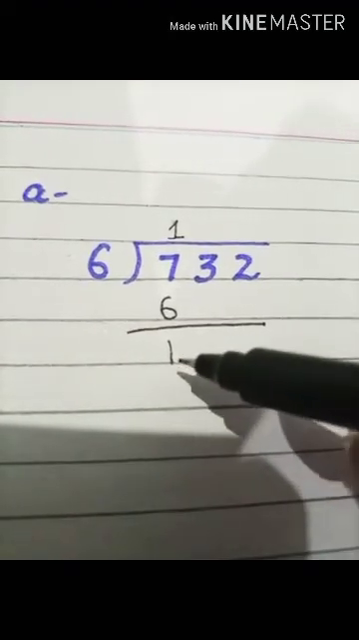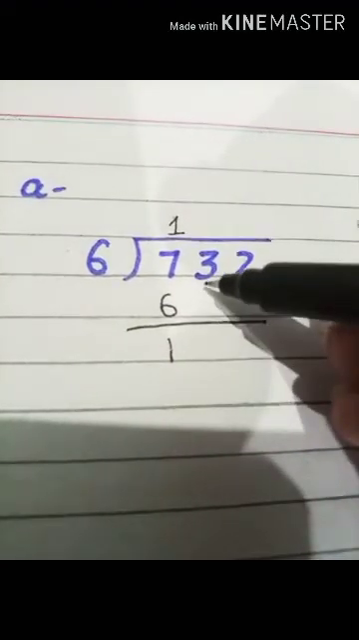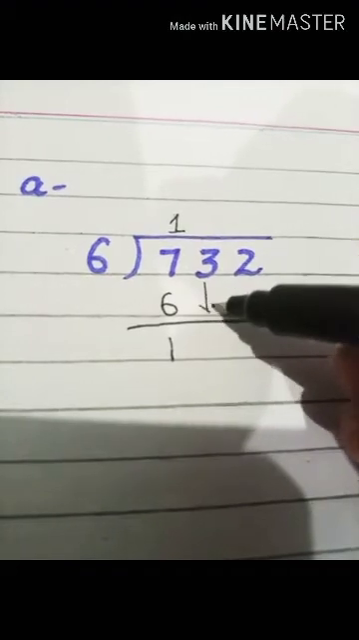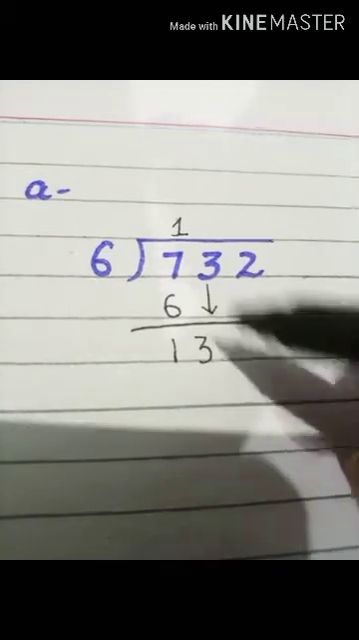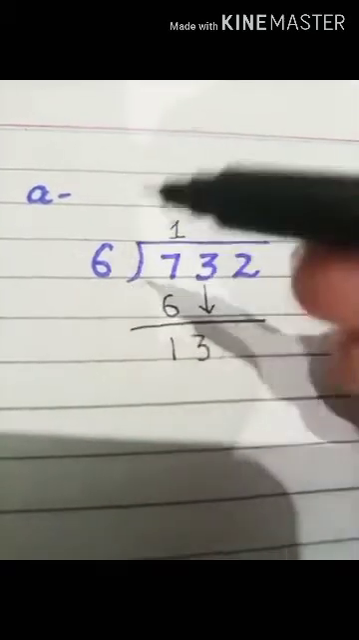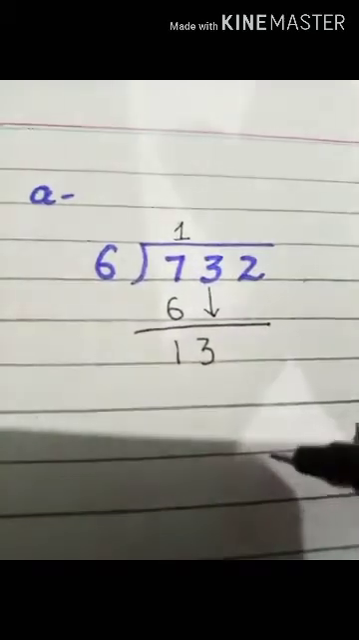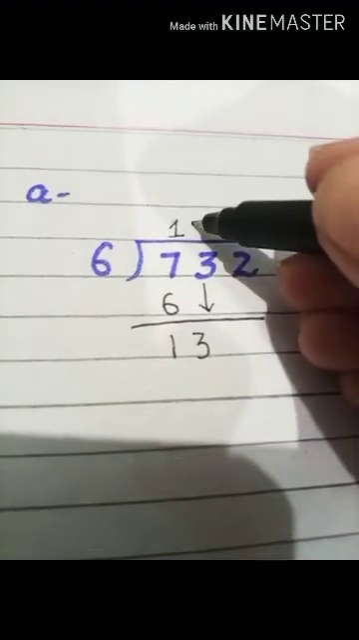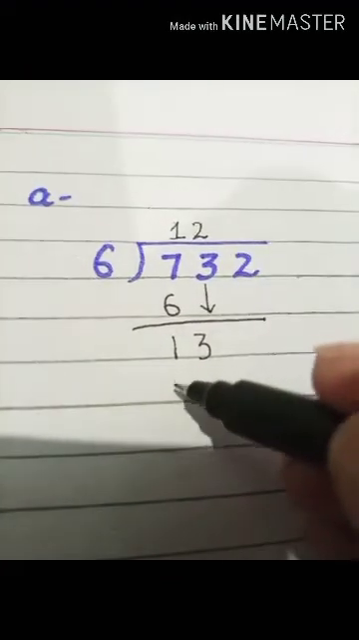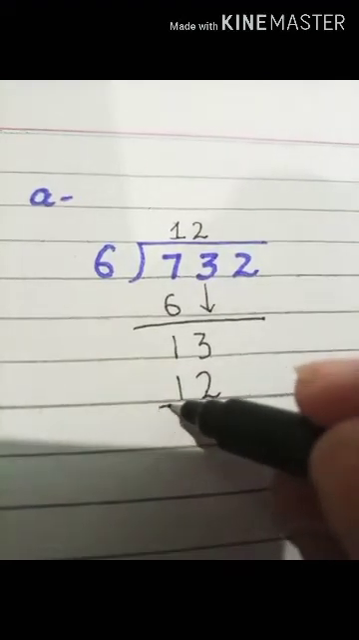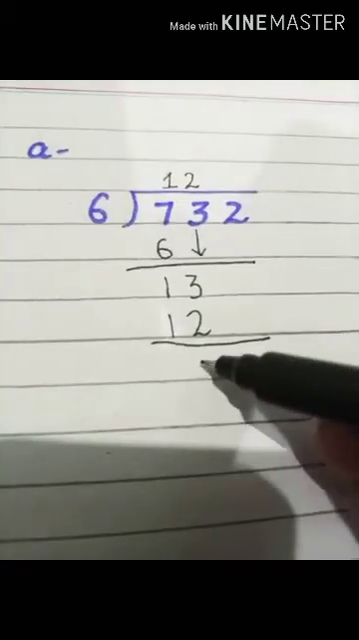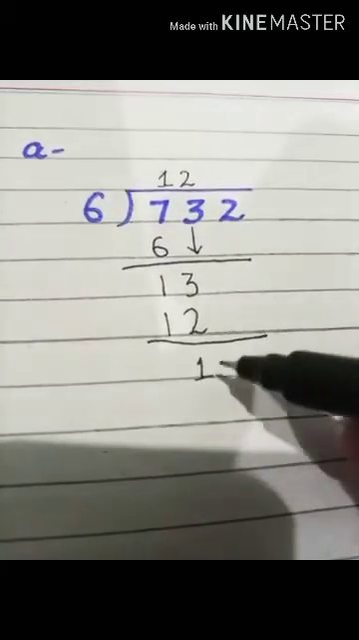Now look at this, students, this one is smaller than my divisor, so I can't divide it further. I will have to bring this 3 down here. Now this number will be 13. Now students, I can divide it by my divisor. Read the table of 6 with me. 6 ones are 6, 6 twos are 12. So 6 twos are 12. Here I am writing the number 12. In the next step, that is subtraction, 3 minus 2 is 1. Here I am writing the number 1.